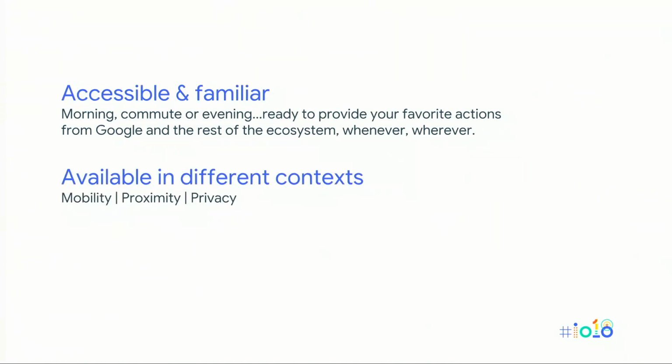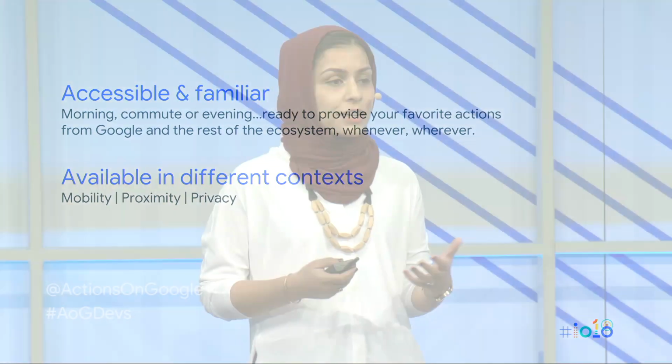The assistant was available in different contexts. You saw it being used on the go and at home, up close and from a distance, and in shared and private settings. So as you're thinking about your actions, think about all the different contexts it may be used in.